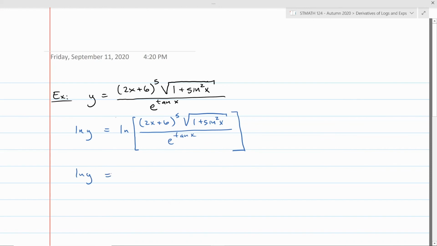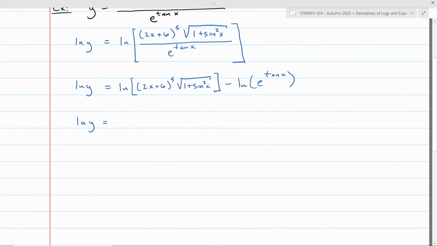Okay, on the right-hand side there, I'm doing the logarithm of a fraction, so I can do logarithm of the numerator minus logarithm of the denominator. And also, I'm doing logarithm of a product there, so I could write that as the logarithm of the first term plus the logarithm of that second term.